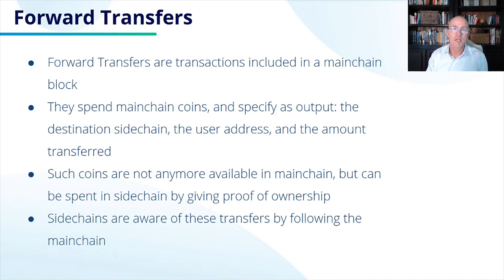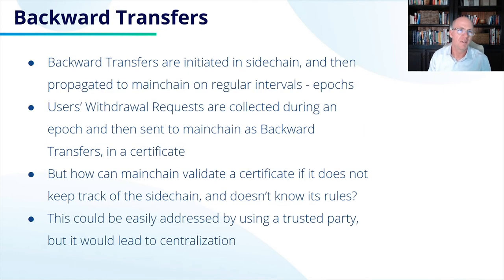And the sidechains are aware of these transfers because all the sidechains follow the Zen main chain blocks. And of course, there's protections in there to make sure that you can't transfer more Zen from a specific sidechain back to the main chain than was sent to the sidechain in the first place. We don't want to be able to mint Zen out of nothing. And that's on the backward transfer side.